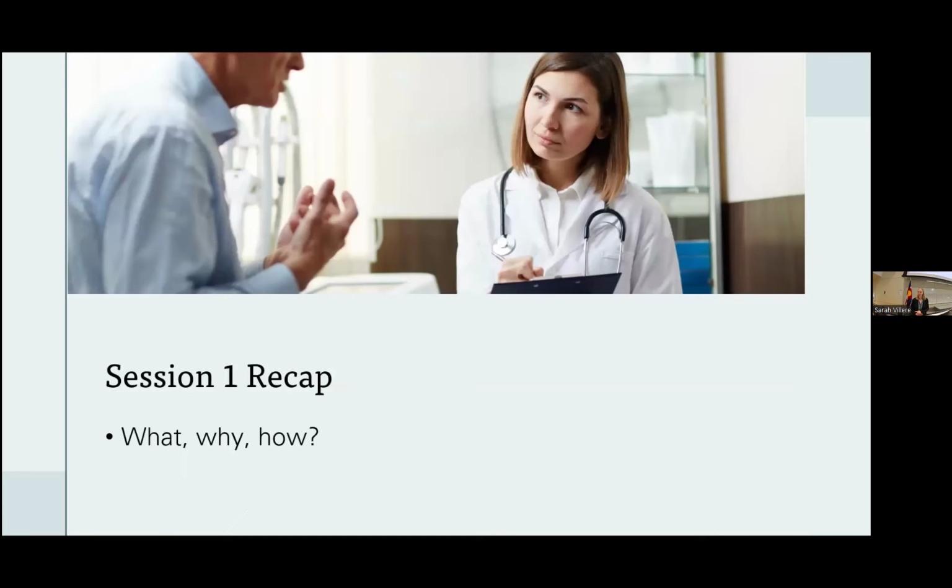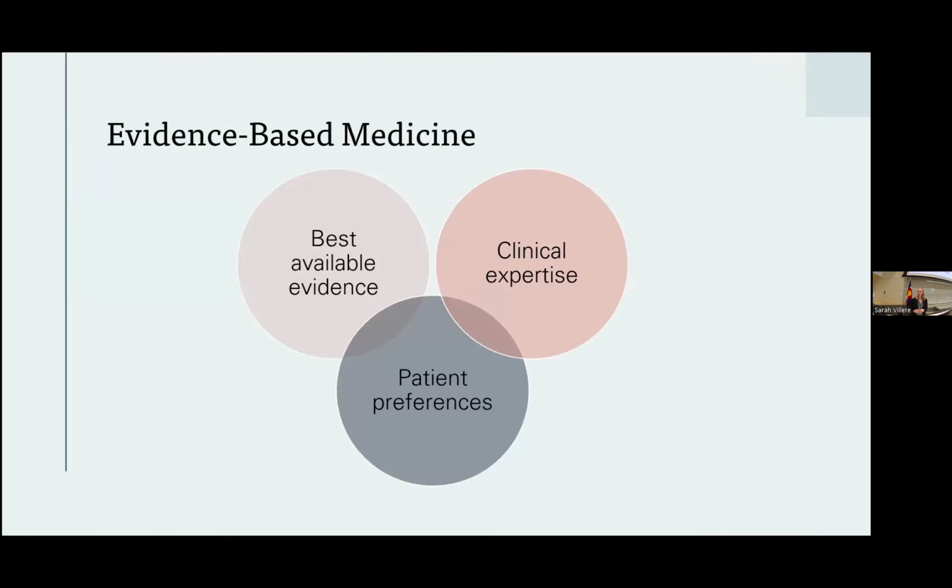So in session 1, we covered what is evidence-based practice, why is it important, and how can it be applied? So we learned that evidence-based practice means formulating a care plan based on 3 things: the best available evidence, meaning research; clinical expertise, meaning a licensed practitioner's education, experience, judgment; and patient preferences, meaning that the clinician is taking into account the patient values and beliefs and that they are equally part of this clinical decision-making process.